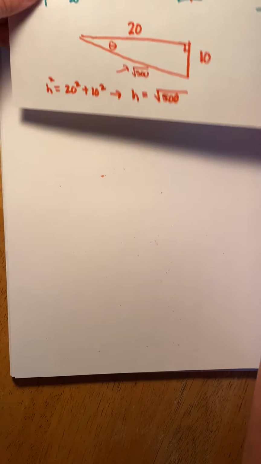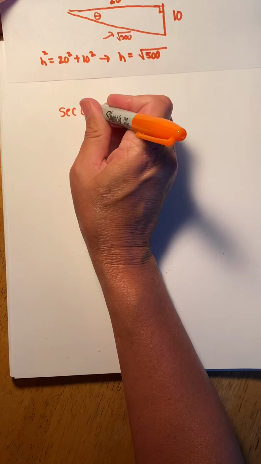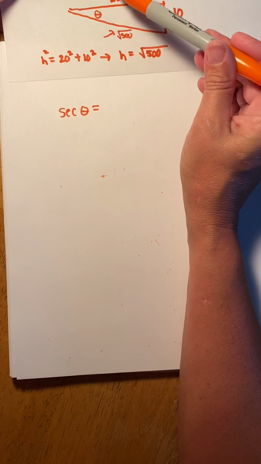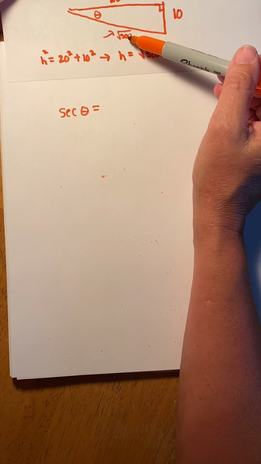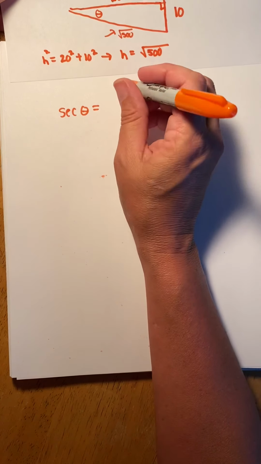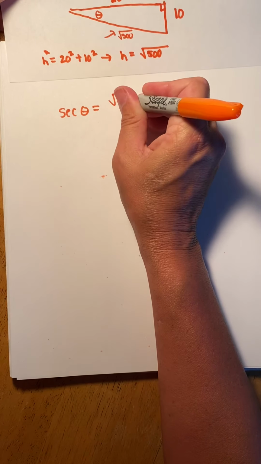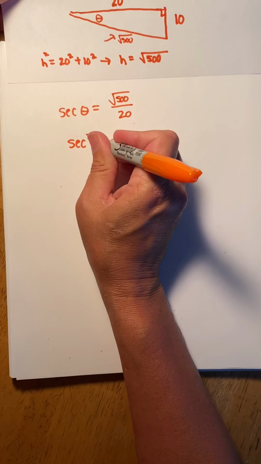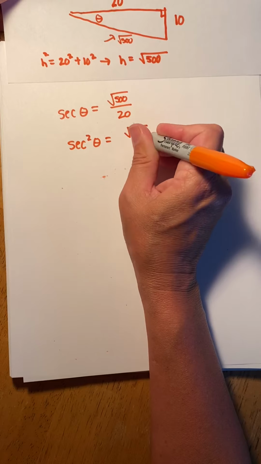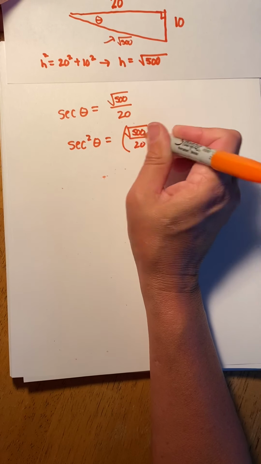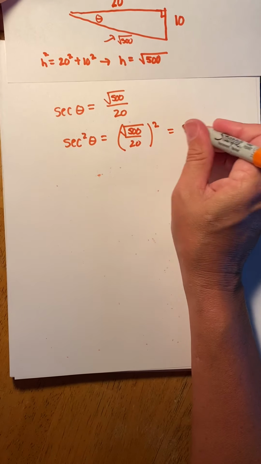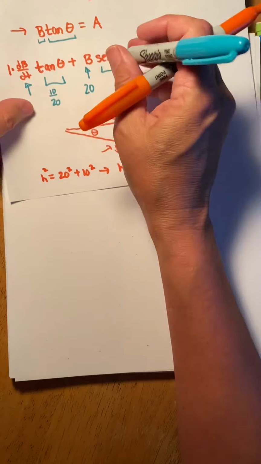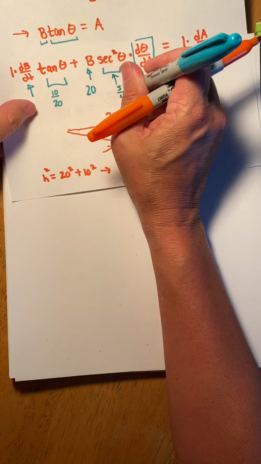So now we need to know the secant of the angle. Well, I think of it in terms of cosine. Cosine is the adjacent over the hypotenuse. So the secant is the hypotenuse over the adjacent. So the square root of 500 all over 20. So therefore, the secant squared of the angle is the square root of 500 all over 20 squared, which is 5/4. So this is just going to become 5/4.